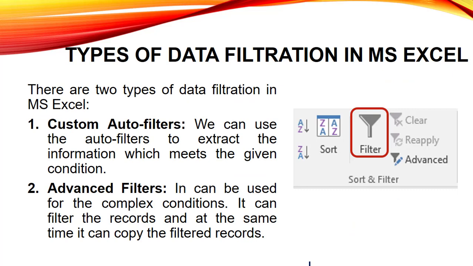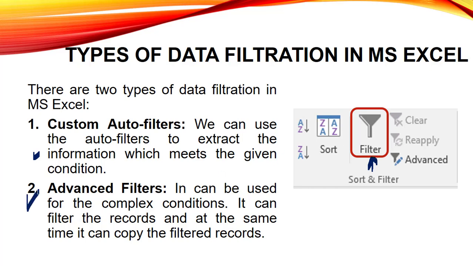Now we have to discuss the types of filtration available in MS Excel. In MS Excel we have two types of filters. The first filter is termed custom or auto filters, whereas the second one is termed advanced filters. We use the auto filters to extract information which meets the given condition. Generally, whenever you have to check some conditions on your table, you can use this custom auto filter. For working with it, you have to click on the Filter option which is available in the Sort and Filter section of the Data tab.